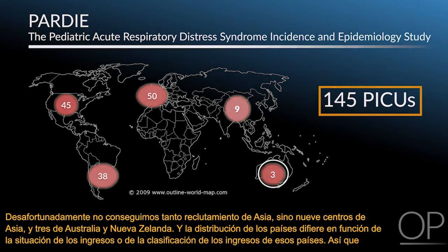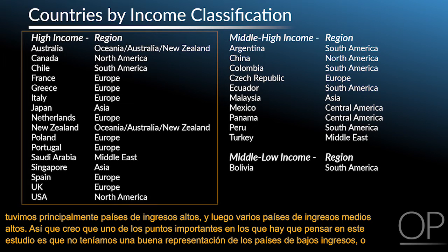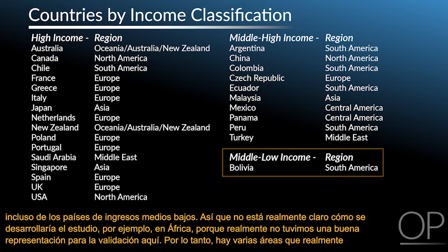And the distribution of countries differed as a function of the income status or income classification of those countries. So we had mostly high-income countries and then several middle-high income countries. So I think one of the important points to think about in this study is that we did not have good representation of low-income countries or even middle-low-income countries. So it's really unclear how things would perform in, for example, Africa, because we really didn't have good representation of that in the validation here.